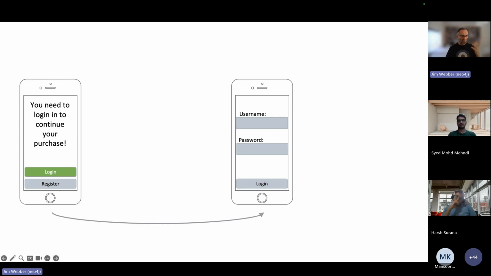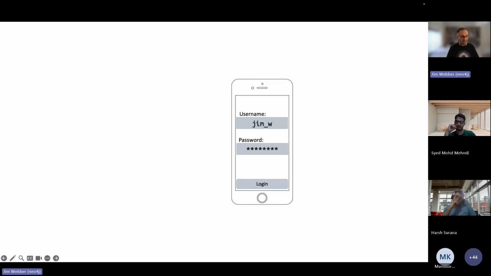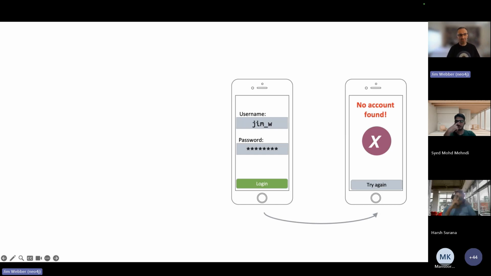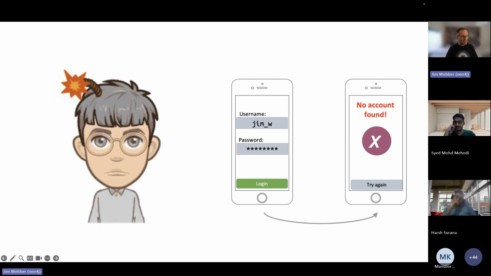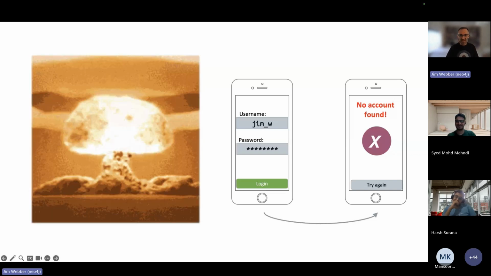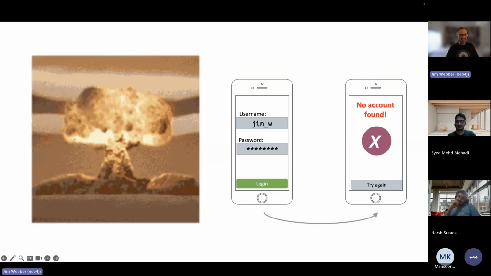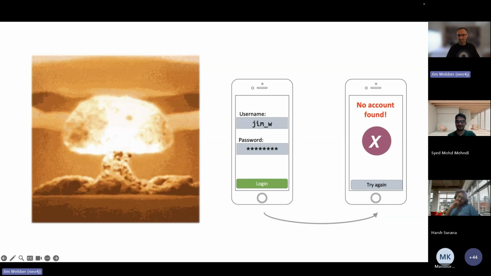Now I'm going to log in to continue my purchase. I've just created that username and password, so I'm going to go ahead and type those in, and then I'm going to hit the login button, and wait, what? Account not found? That doesn't make any sense. How does that make any sense? I've just literally created a username and password. You kind of saw me type that in.